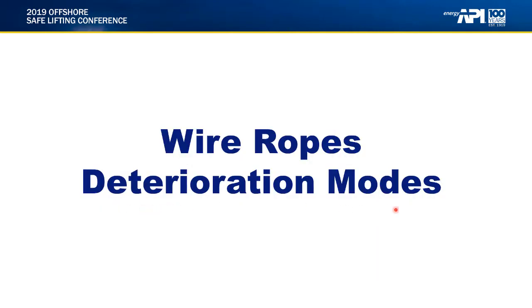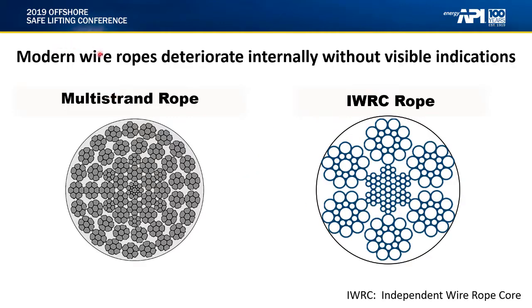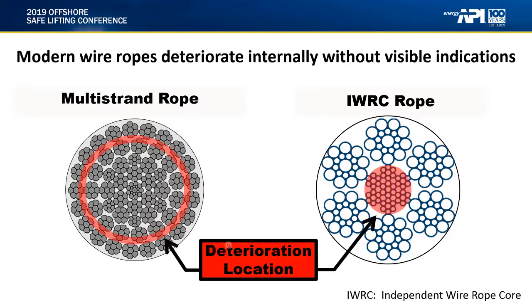Wire rope deterioration modes. Modern wire ropes deteriorate internally without visible indication. Here are two example types of rope that you may encounter. First is a multi-strand rope, as shown on the left, and an IWRC rope, as shown on the right. If you're not familiar with IWRC, you'll see a definition below. It's an independent wire rope core. The typical deterioration locations for each of the ropes are shown here in red.